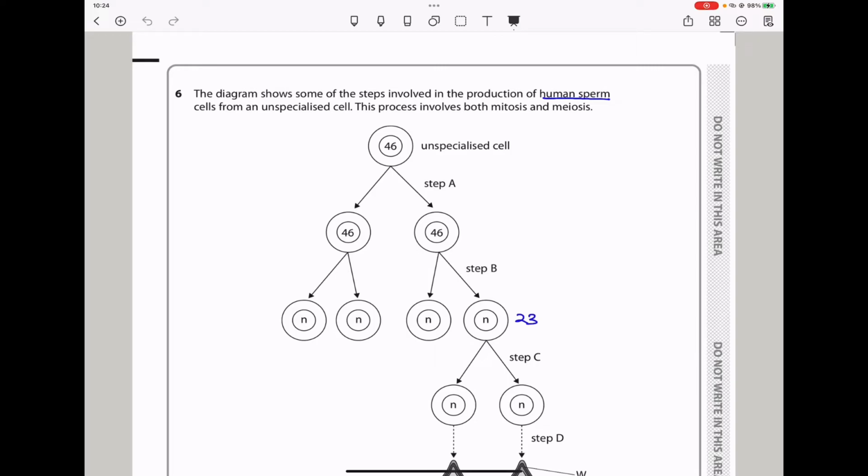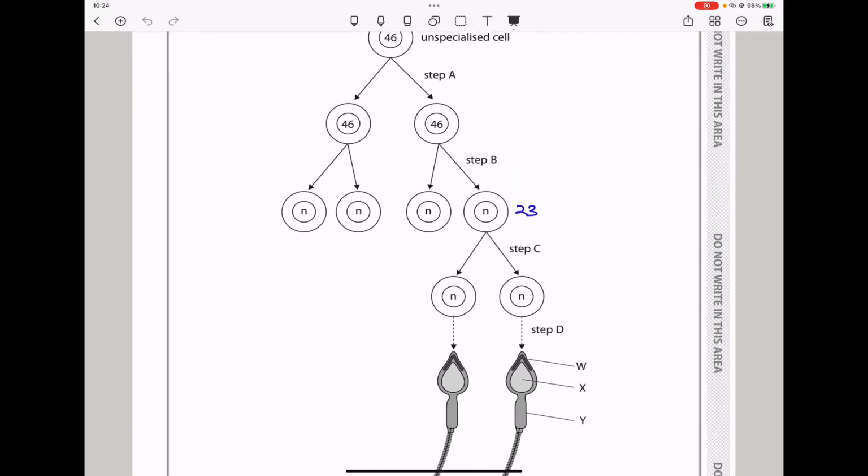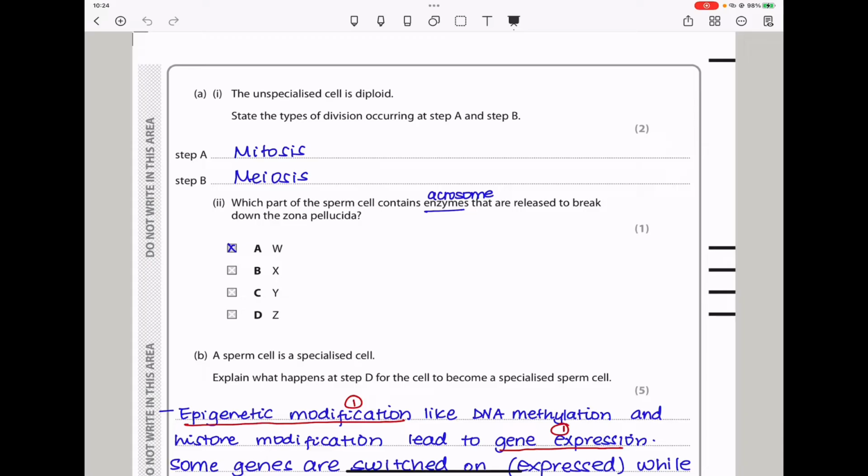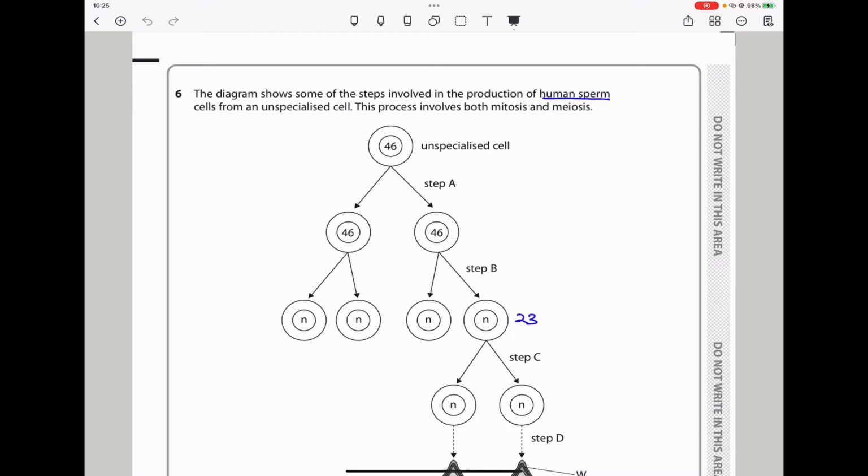Question 6. The diagram shows some of the steps involved in the production of human sperm cells from an unspecialized cell. The process involves both mitosis and meiosis. So this is the structure we see here. Next, the unspecialized cell is diploid. State the type of cell division occurring in step A and step B. In step A, because the result is still 46 chromosomes, this is going to be mitosis. And here we produce haploid, so that is going to be meiosis.